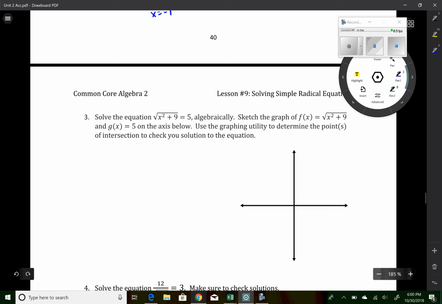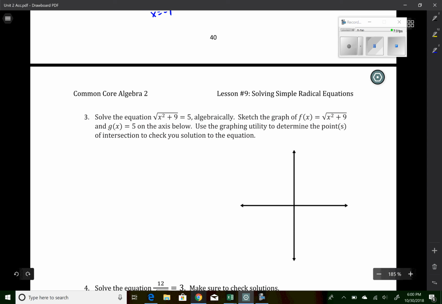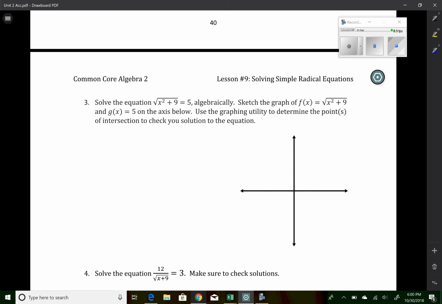Number 3 says, solve the equation square root of x squared plus 9 equals 5 algebraically. To do that algebraically, we'd square both sides. So I have x squared plus 9 equals 25. Subtract 25, I get x squared minus 16 equals 0. And then it becomes factorable to x plus 4, x minus 4, and I get two answers, negative 4 and positive 4.